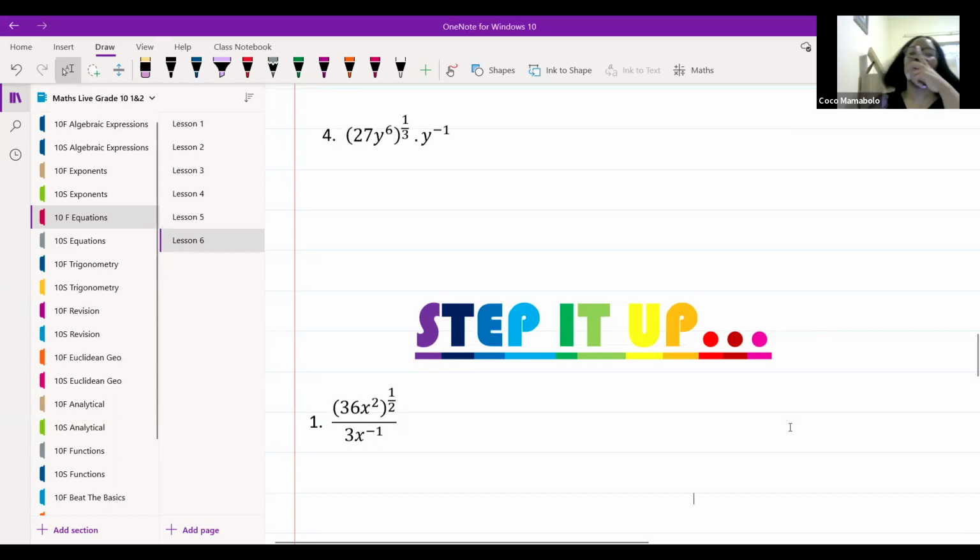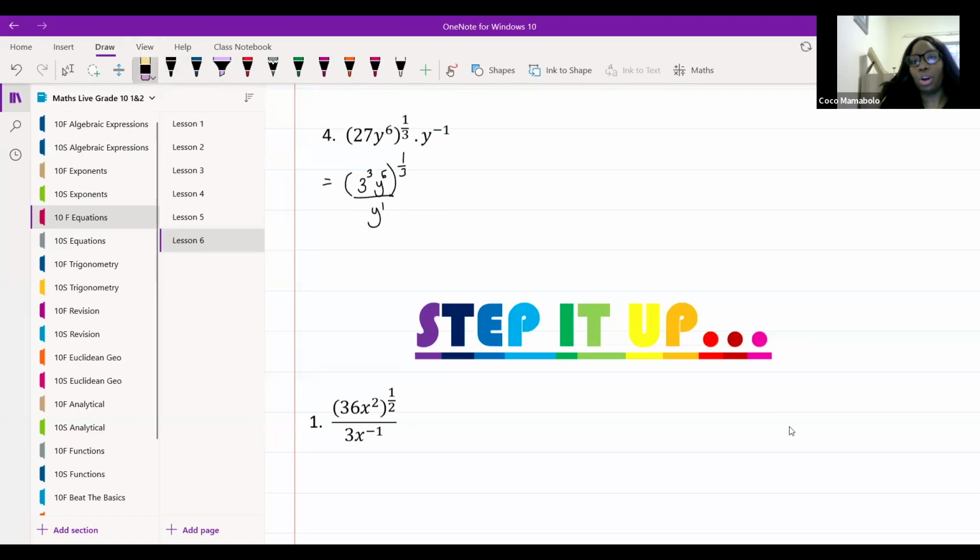All right, peeps, let's have a look at these answers. In question 4, we're going to do the exact same thing, guys. We're going to take 27 and write it as 3 cubed, y to the power of 6, all to the power of 1 over 3, times y to the power of negative 1. I know this is y to the power of negative 1, so technically I'm dividing by y to the power of 1. So I'm flipping this and putting it in my denominator rather than over here.